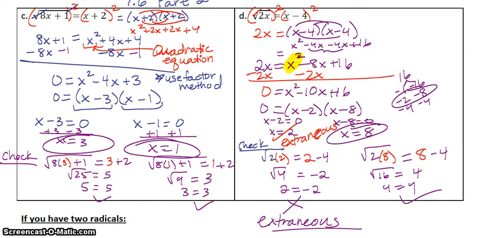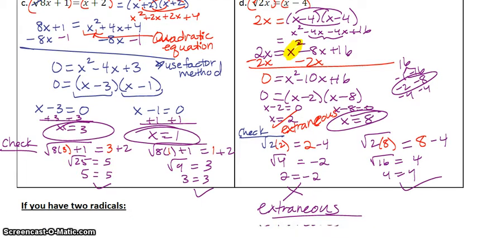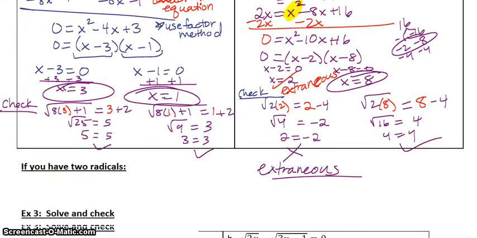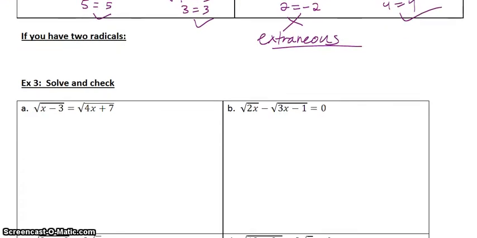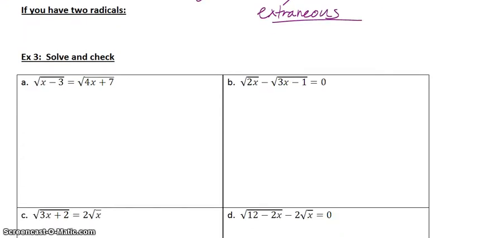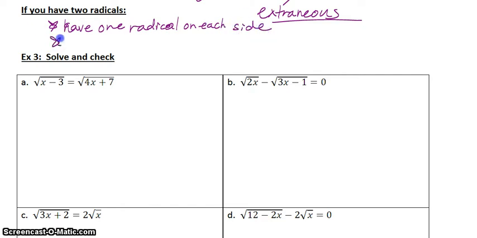Alright, moving right along. The last type of problem you're going to see in section 7.6 is when you have a radical on both sides of the equal sign. And actually, you know what? I guess I should say they're not always going to be on both sides of the equal sign. You want to make it that way. So, have one radical on each side. And then we are going to square or cube as needed.